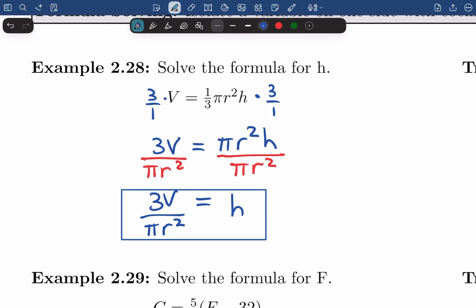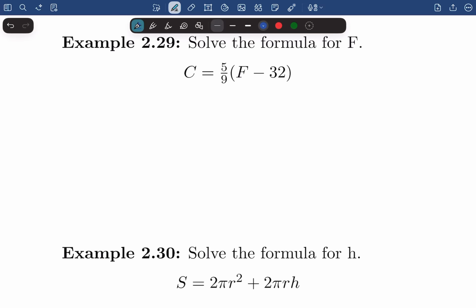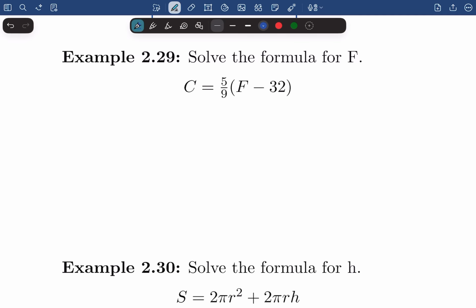Let's try another. Here's example 2.29. It says solve the formula for f. So currently the formula is solved for c, and we need to solve it for f. This formula is the conversion formula to turn something from degrees Celsius to degrees Fahrenheit. So it's a temperature conversion formula.